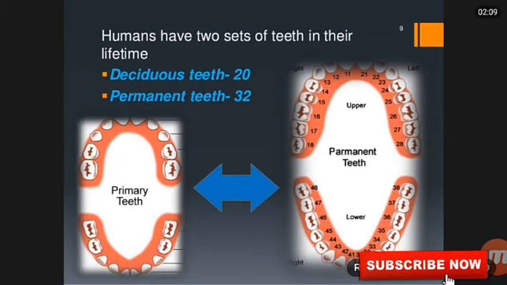The permanent teeth are 32 in number. The formula is 2123, which means 8 teeth in each quadrant: central incisor, lateral incisor, one canine, two premolars, the first premolar and second premolar, and three molars, the first molar, second molar and third molar.